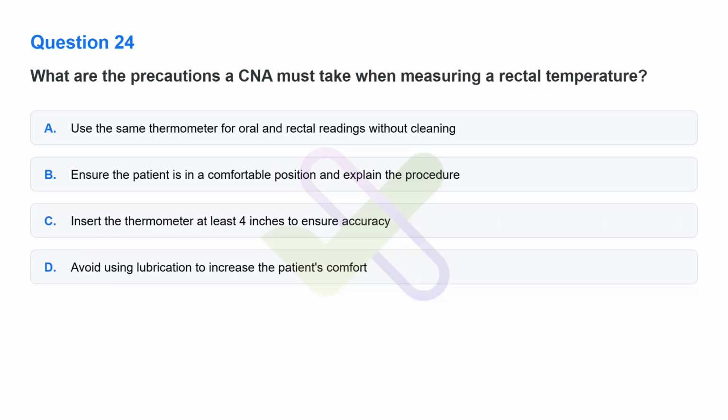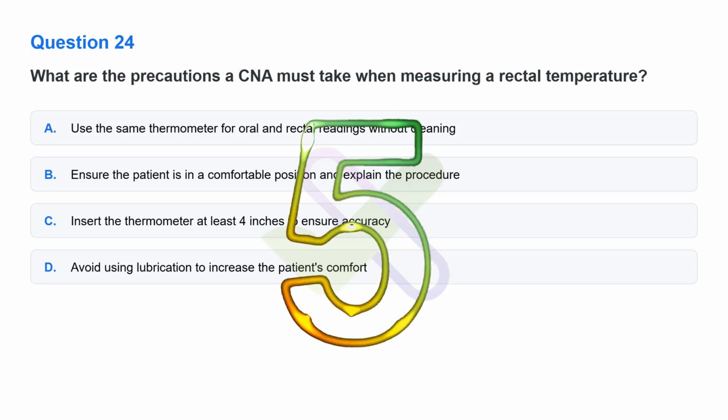What are the precautions a CNA must take when measuring a rectal temperature? A. Use the same thermometer for oral and rectal readings without cleaning. B. Ensure the patient is in a comfortable position and explain the procedure. C. Insert the thermometer at least 4 inches to ensure accuracy. D. Avoid using lubrication to increase the patient's comfort.